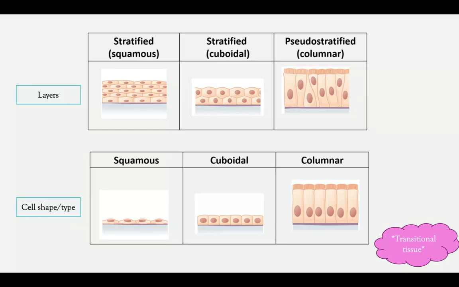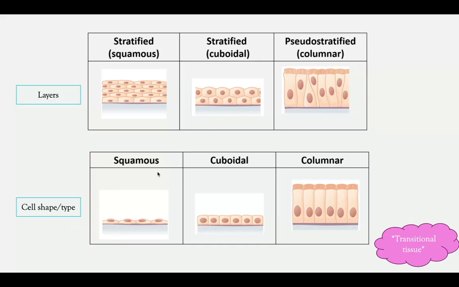But what if there is only one layer of cells? If it's multiple, we call it stratified. If it looks like multiple but not really, we call it pseudo-stratified. What do we call it when it's just one layer of cells? We call it simple.